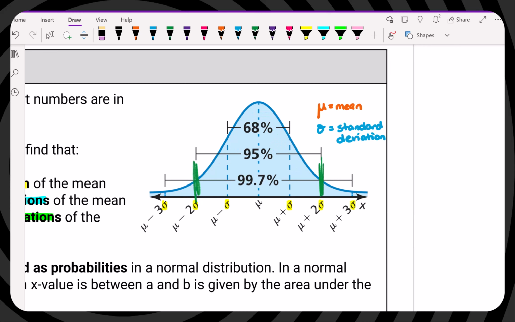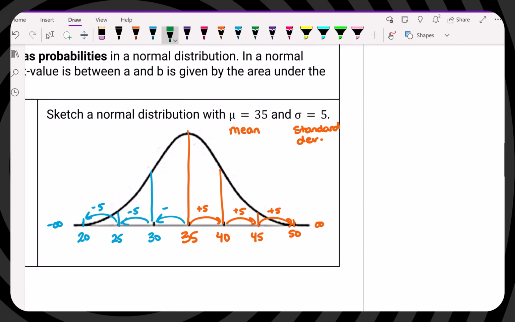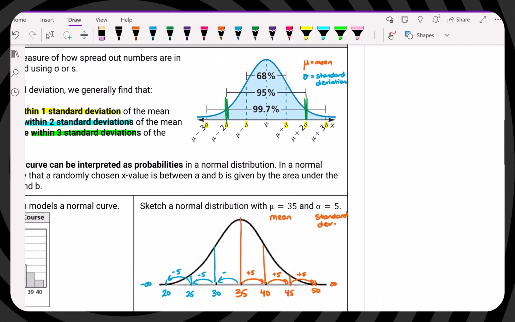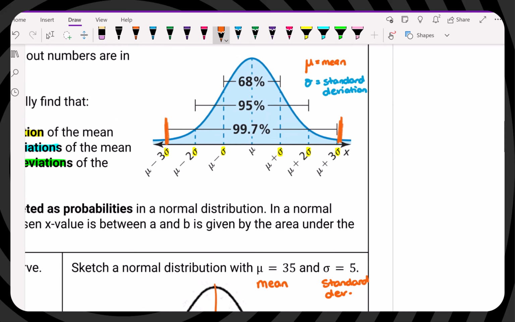So 95% of your data is going to be located in between those 2 values. So 95% of the data will be between 25 and 45. And then the last tier of 99.7, that's going to be between your third standard deviation below and above.